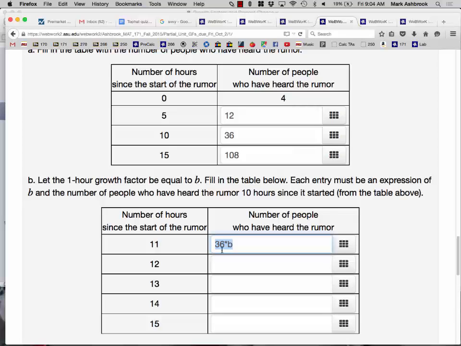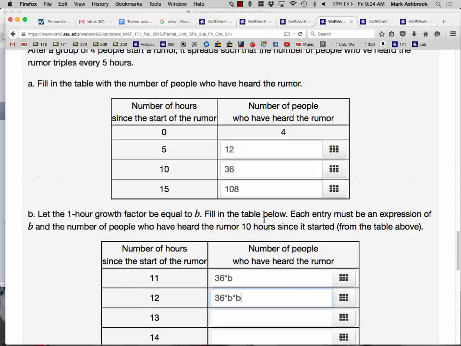So then after 12 hours, times B squared, or times B times B. Or you could do B squared, yep. This is the idea. If B is the growth factor, if it's a 1 unit growth factor, you multiply it by output, and it gives you the new output 1 unit of input later.